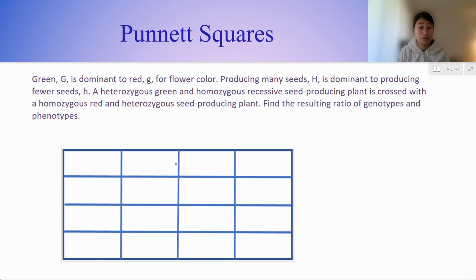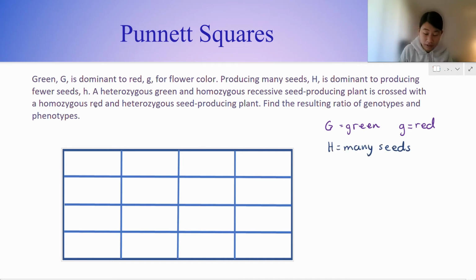As usual, we're going to write our notes on the side so we can keep track of the alleles and the phenotypes they correspond to. Capital G refers to green, and little g refers to red. Next we have capital H, which is many seeds, and lowercase h, which is fewer seeds. Our next step is to find the genotypes of the parents.